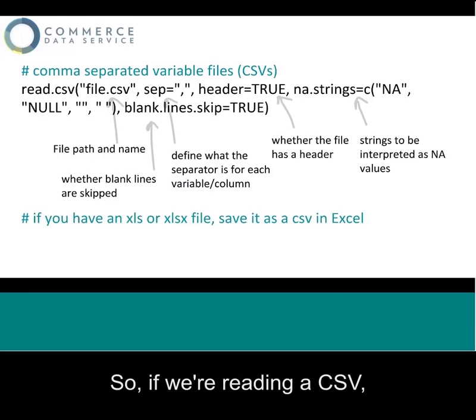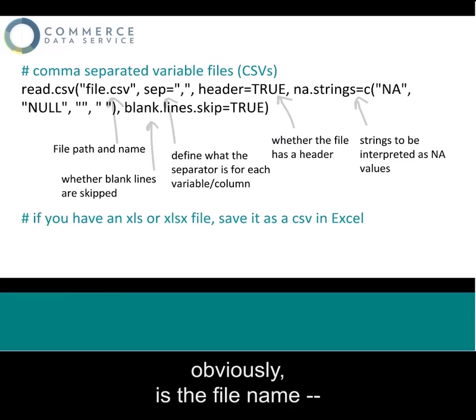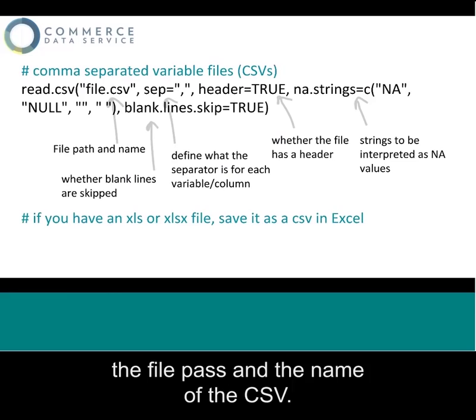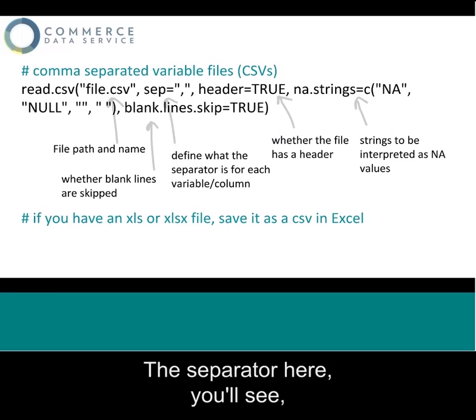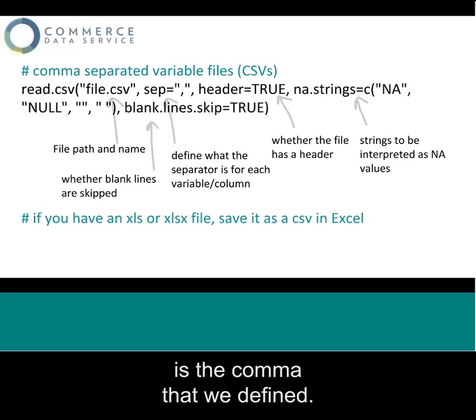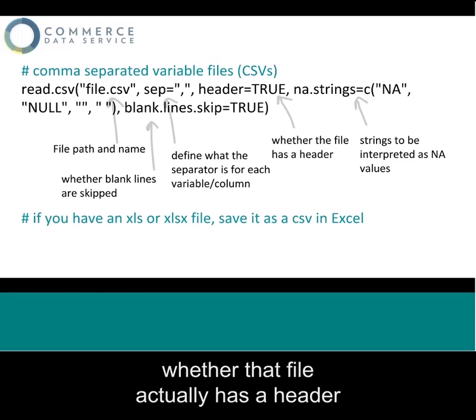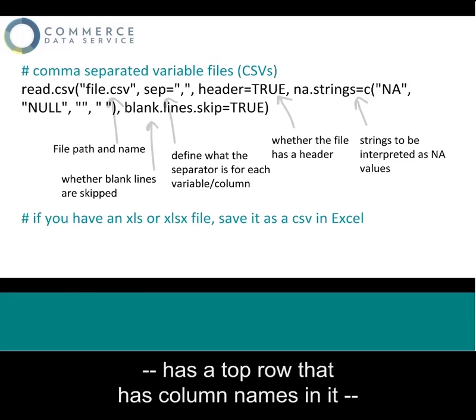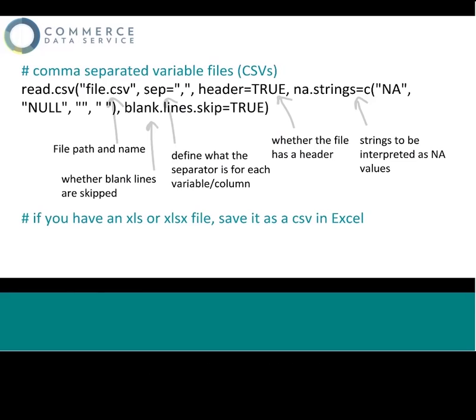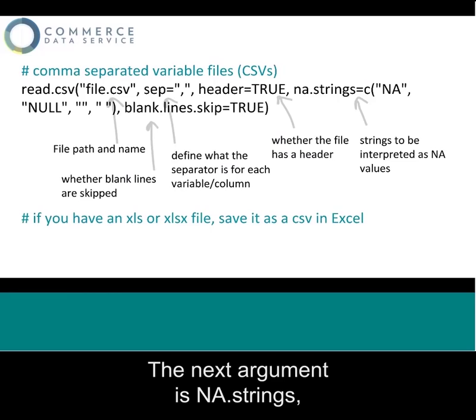So let's take a closer look at the arguments for reading a CSV. The first argument, obviously, is the file path and name of the CSV. The separator here, you'll see, is the comma that we defined. The next thing we're saying is whether that file actually has a header, a top row that has column names in it.